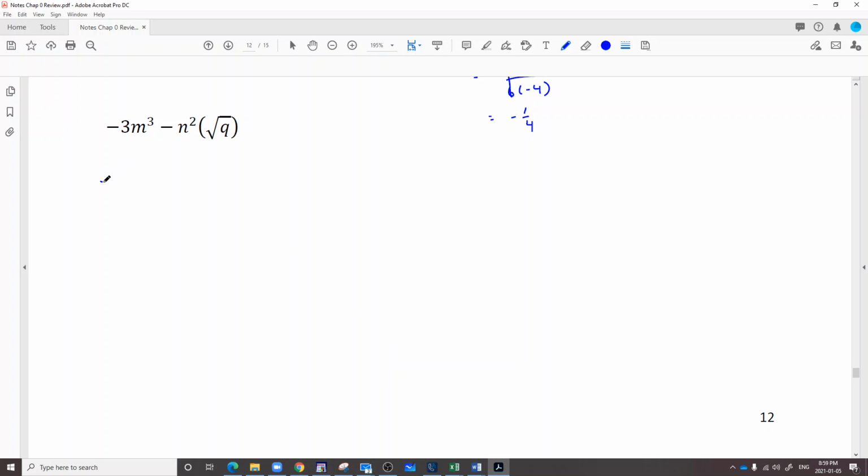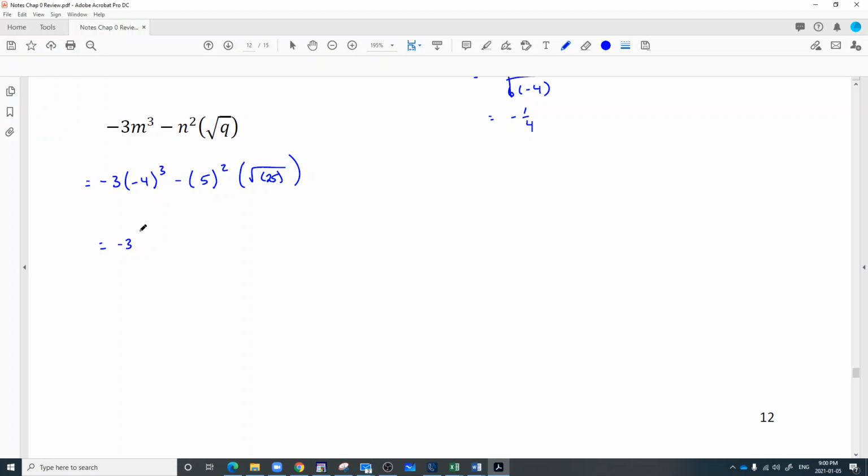So hopefully you did pause it. Okay, so first thing I'm going to do is replace all my variables with brackets. Okay, so in for m, I was putting in -4. In for n, I was putting in 5. And in for q, I was putting in 25. So what do I solve first? Well, I solve my exponents.